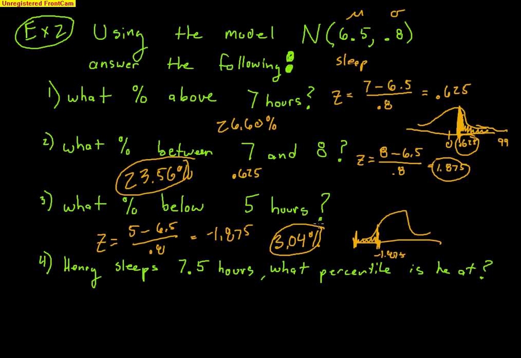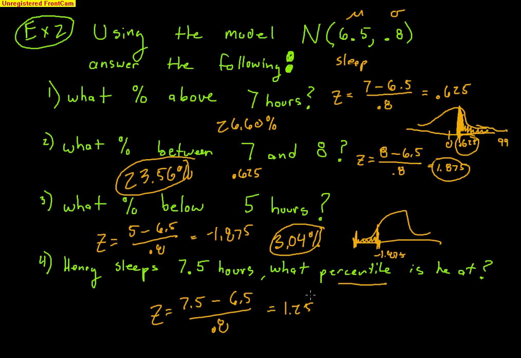All right. Henry sleeps 7.5 hours. What percentile is he? Again, percentile is the percent below. So I just have to find Henry's z-score, and then I can find the percent below Henry by using my calculator. So it's a very similar question to all of these. I just have to use my calculator to get it. So 7.5 minus 6.5 divided by 0.8, so that's a z-score of 1.25.